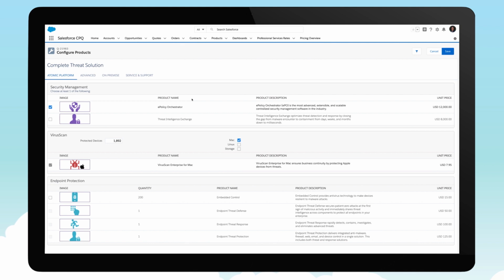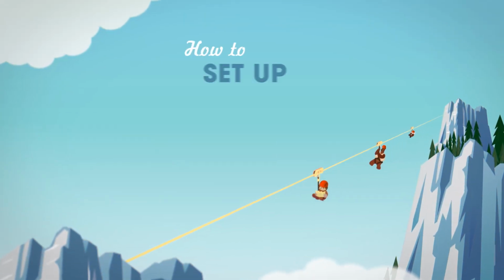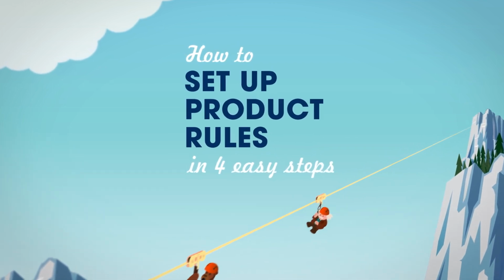The third type of product rule is a selection. After choosing a product, selection rules present the user with other relevant product options while filtering out options which are not relevant. Here are four easy steps to set up product rules with Salesforce CPQ.